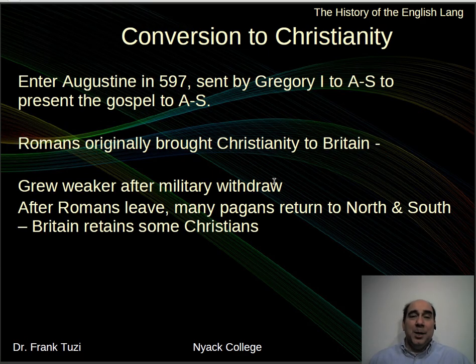Okay, enter Augustine, who is a monk. In 597, he is sent by the Pope, Gregory I, to go and spread Christianity to the Anglo-Saxons. The story is told that Gregory I actually meets some children who are from the island, and so the Pope says he wants to send some missionaries there to teach them about Christianity. And one of the primary people who goes is Augustine.